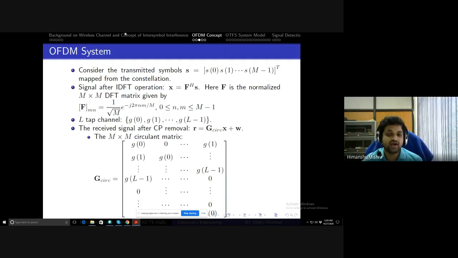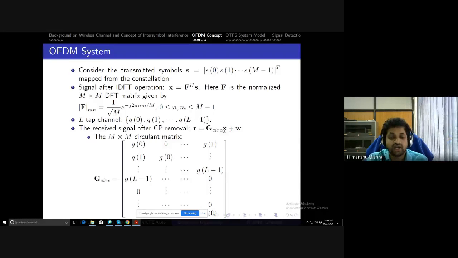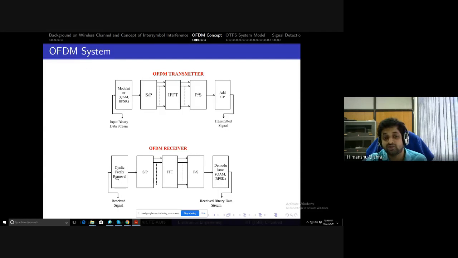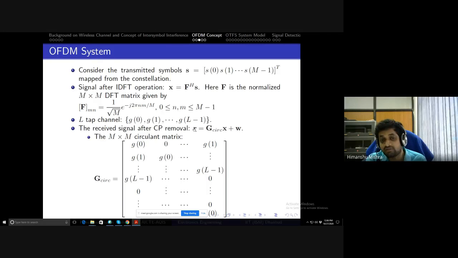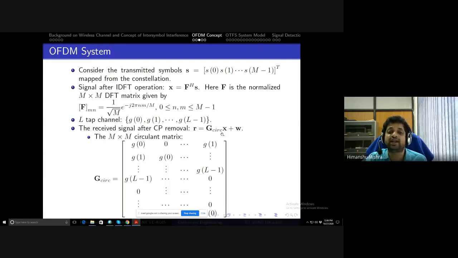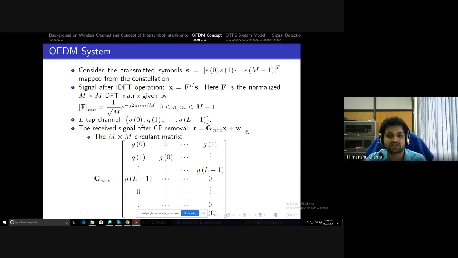So I have not done all this operation directly. I have written the received signal in the time domain. What is the relationship of the received signal in the time domain? After removal of the cyclic prefix, before the FFT, what is the relationship of the received signal with the time domain transmitted signal? You see that this R vector is some circulant matrix G times the X vector plus the noise vector.